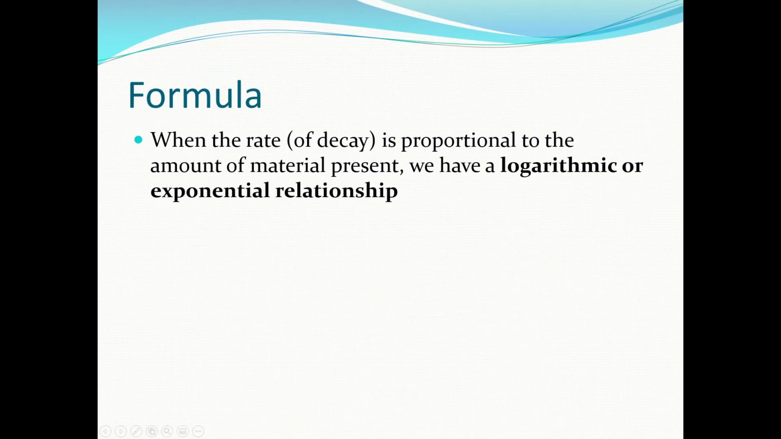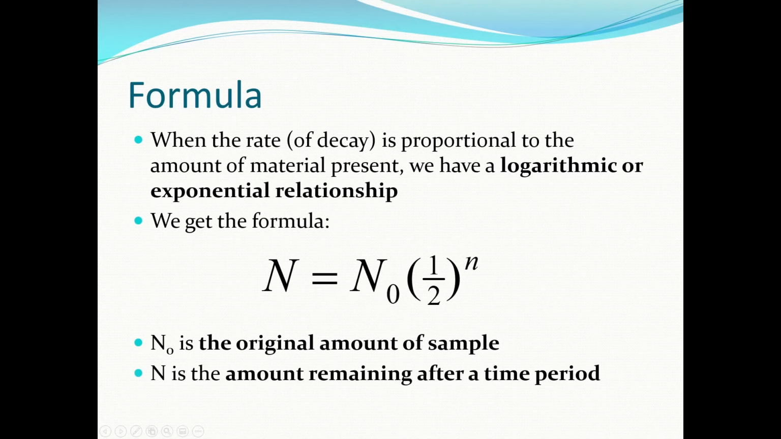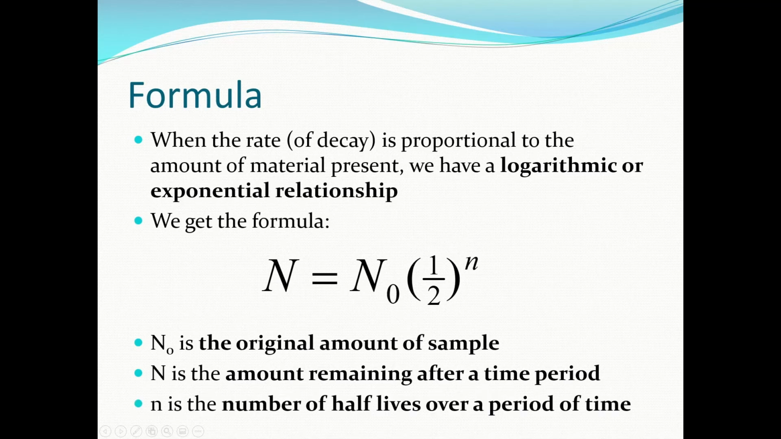So when the rate of decay is proportional to the amount of material present, we have a logarithmic or exponential relationship. So this is the formula that we get: N equals N naught, that's what the 0 is, times 1/2 to the n. So N naught is our original amount, and it can be a decay, it can be a becquerel, it can be a percentage. I'll show you both. N is the amount remaining after a time period, and the little n is the number of half-lives over a period of time.